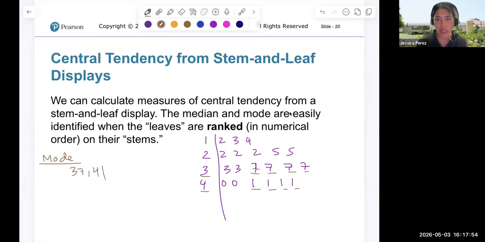This is an example. 22 shows up 3 times, 25 2 times, 42 times. The most is 37 and 41. So that would be our mode.